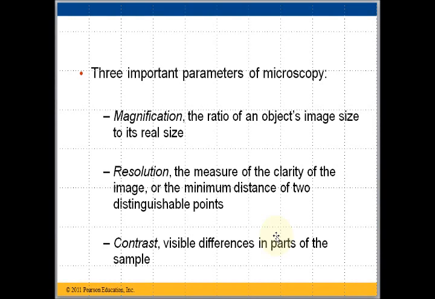And then the last one is contrast. Contrast is the difference in the parts of the sample, in other words, between the light and the dark areas. Sometimes if you don't have very good contrast, it's kind of muddy looking and it's difficult to distinguish between one area and the next area. So high contrast helps you visibly see the difference between one area of a sample and another area of a sample.